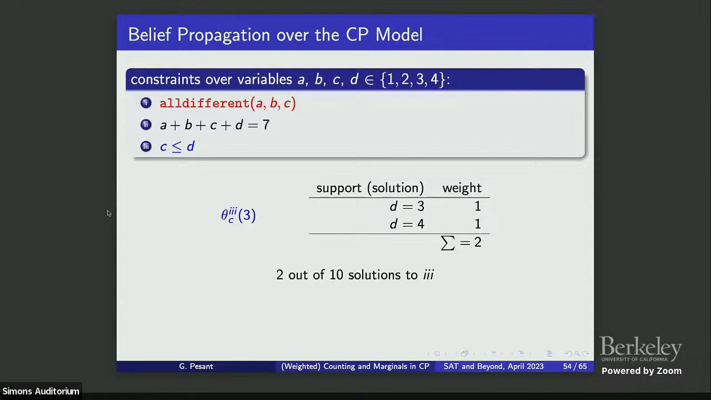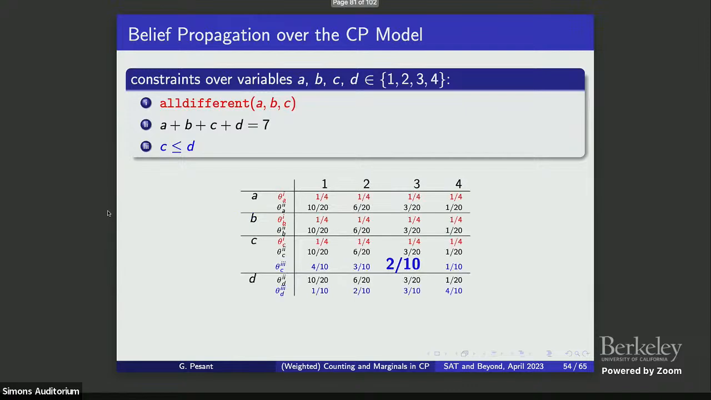What we want to do here is say, okay, I want to compute the marginal for variable C in the blue constraint for value 3. Well, this is simple. We can do it by hand. So there are 2 solutions that support C taking value 3. D should take value 3 or 4. So these are the 2 possibilities. So equal weight here. So I've got 2 out of 10 possible solutions, given the domain. So I do this for every variable, for every constraint involved.